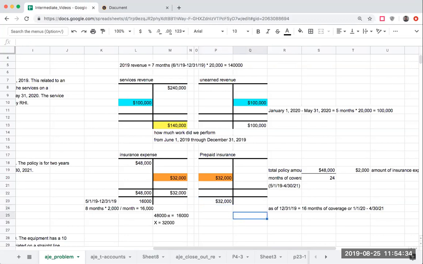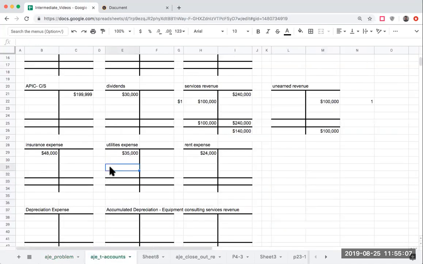So right over here, what you're going to be saying is, okay, I'm going to have $2,000 times 16 months. So my prepaid insurance balance as of 12/31/19 is going to be $32,000. So I know that that is in fact correct. So again, this is how I'm going through to make sure that I've done my work properly.